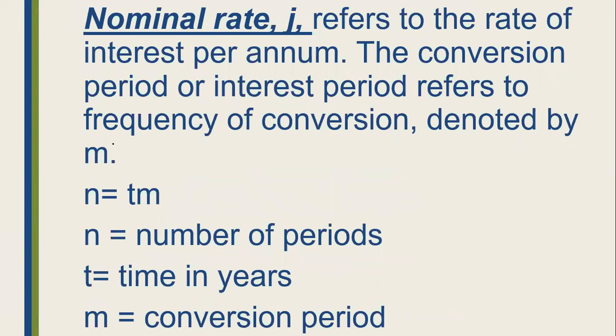Nominal rate is the rate of the interest per annum. The conversion period or interest period refers to the frequency of conversion denoted by M. So, kay N po is equals to T times M, where T is the time in years and M is the conversion period. So, kanina pa nababanggit si conversion period. Ano po ba yun? Pag annually po, 1. Pag semi-annual, 2. Pag quarterly is 4. And then pag monthly po is 12. Yan po yung conversion period.